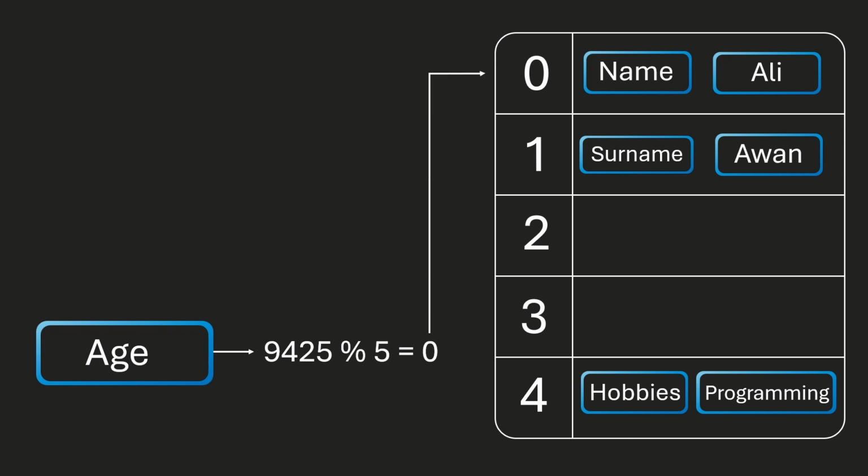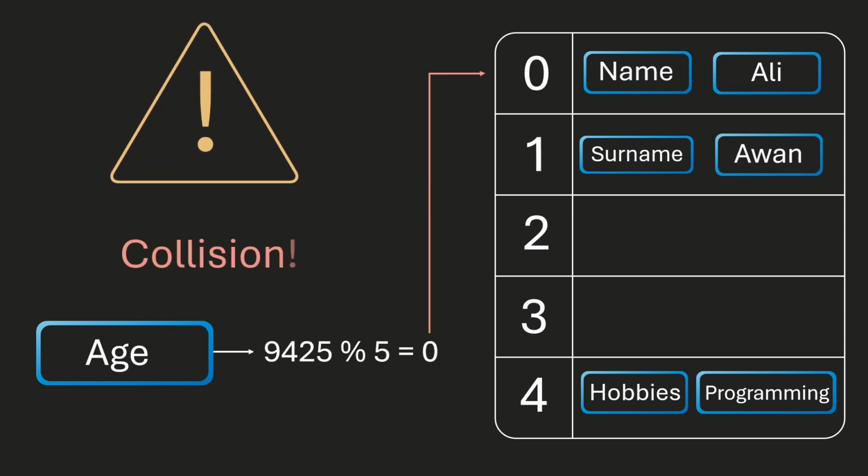Now what does this mean? I store age at position 0, but name is already there. So what's happening here? Well, what we just saw is something called a collision. And a collision is something that occurs when two or more keys end up being stored in the same position. So here we're trying to store age and name in the same position.